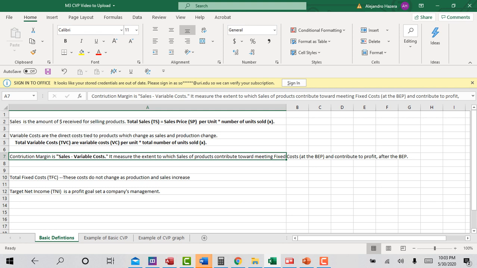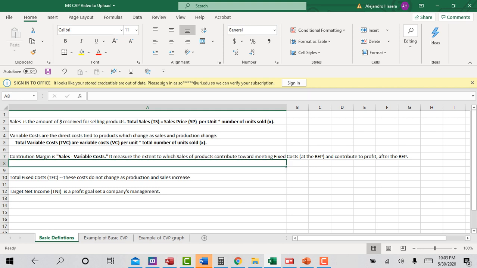You're contributing. So as you sell products, you get the sales price, but you've got to take out the variable cost. That difference, each time a product is sold, first contributes toward meeting fixed costs up to the break-even point, and then it contributes to profit after the break-even point. And we're actually going to graph this in the second video.